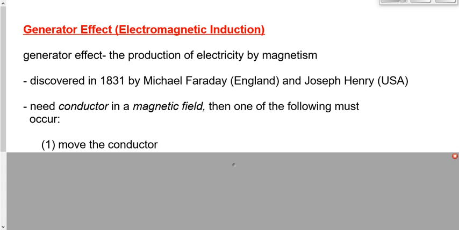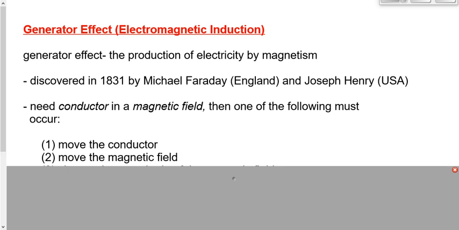either the conductor must move. So picture this now. You've got a magnetic field, you've got a conductor, you move the wire. That generates an electric current. Or you could move the magnetic field. So keep the wire steady and move the magnets. That would generate an electric current.